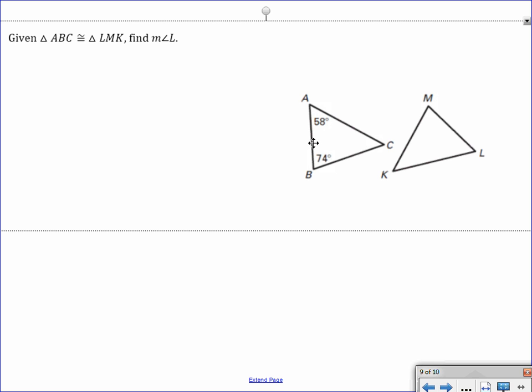Okay, if triangle ABC is congruent to triangle LMK, find angle L. Okay, so angle L here I see is in the same place as angle A when I am listing it. So that helps me know that angle L and angle A are in the same spot. Since the measure of angle A is 58 degrees, the measure of angle L will also be 58 degrees.